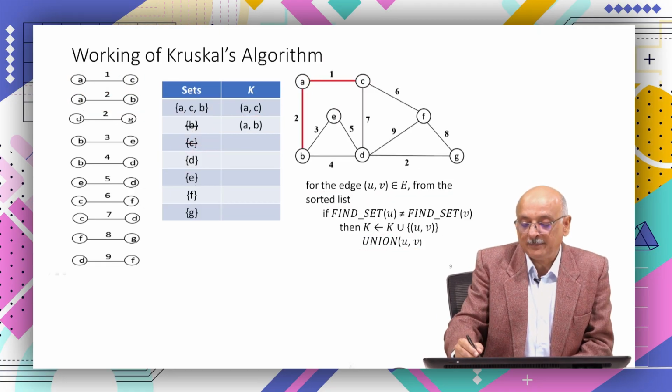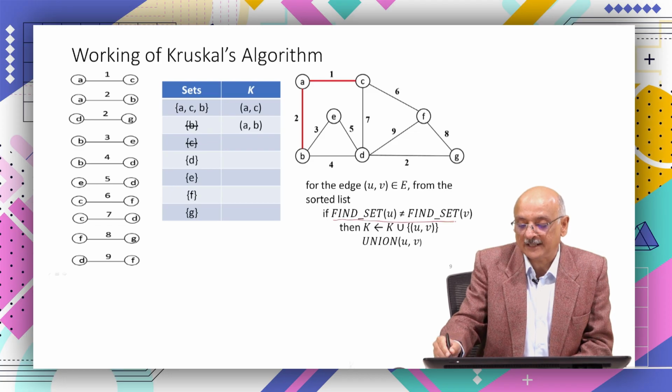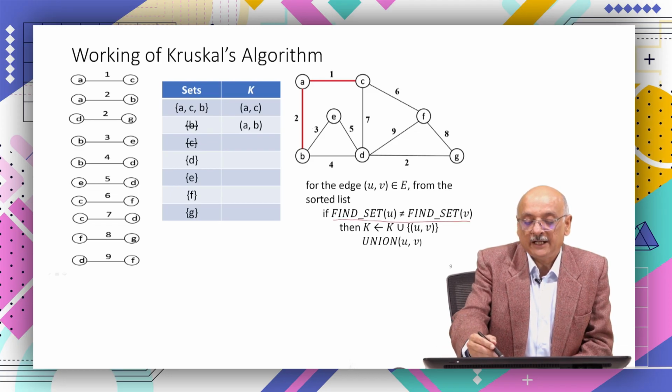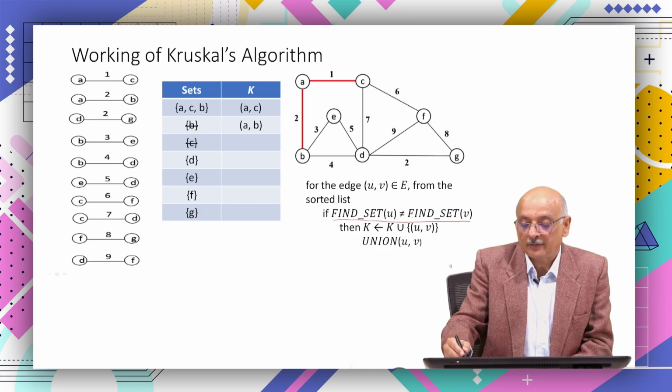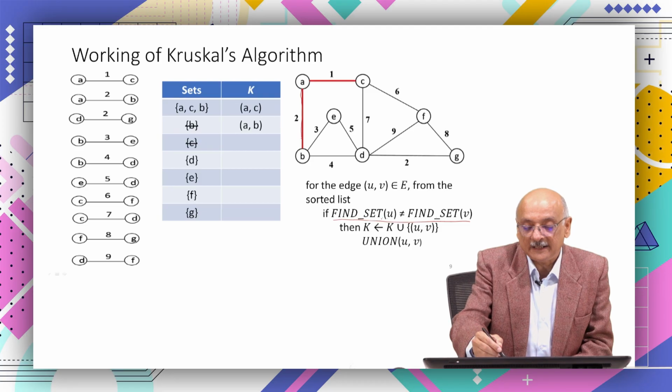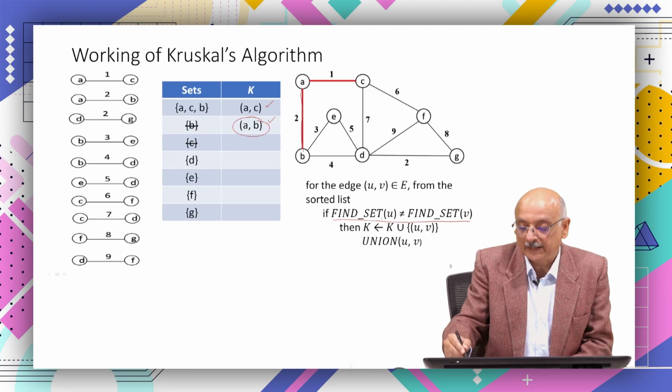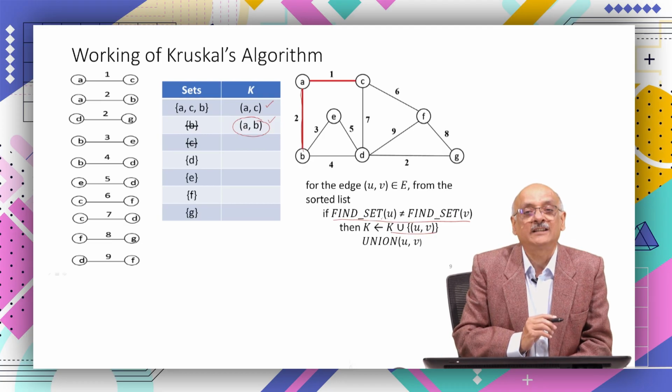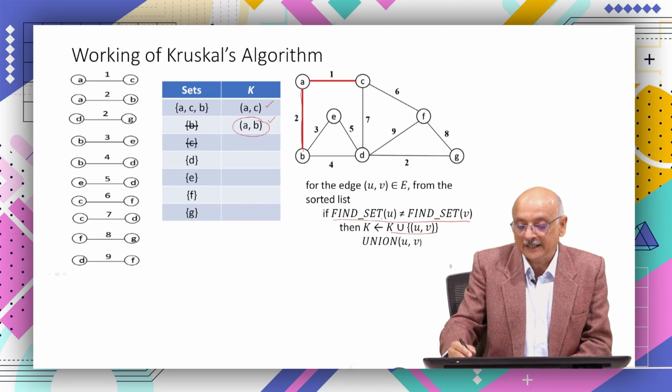So this particular thing has been checked. A was a different set, B was a different set. It is during the find set that they were found to be of different sets. Therefore, we will add edge AB also in the set K as per this particular instruction. So we have added this particular edge.